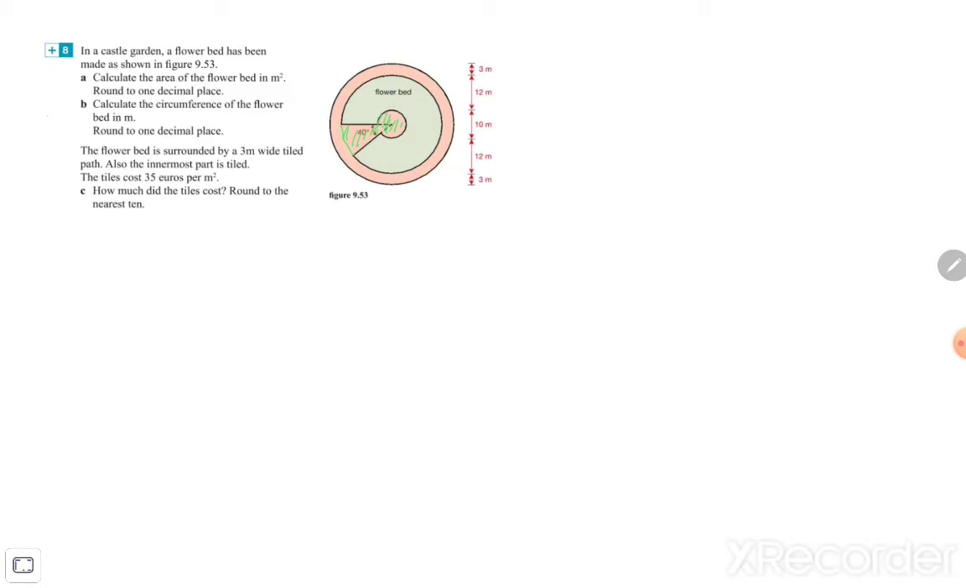So from here to there, that's your diameter, so that's 12 plus 10 plus 12, which is 34 meters. So the radius of that circle is half, so that's 17 meters. To calculate exercise A, that whole part, we need the area of the big circle: pi times 17 squared.